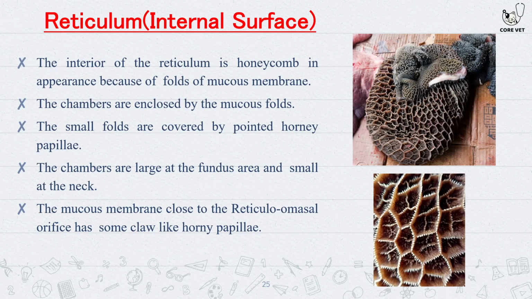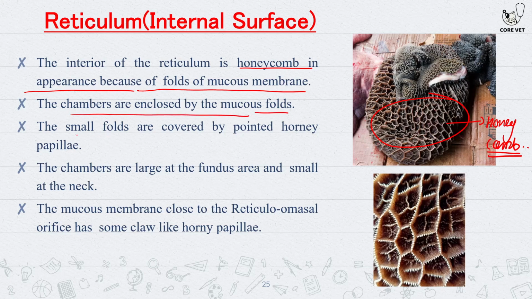Now coming on to the internal surface. The internal surface of the reticulum appears as a honeycomb structure. It is having a honeycomb appearance because of the fold of the mucous membrane. You can see that it is looking like a honeycomb, right? The chambers are enclosed by the mucous fold. The small folds are covered by the pointed horny papillae. Means you can see over here, these are the small pointed papillae, horny papillae.